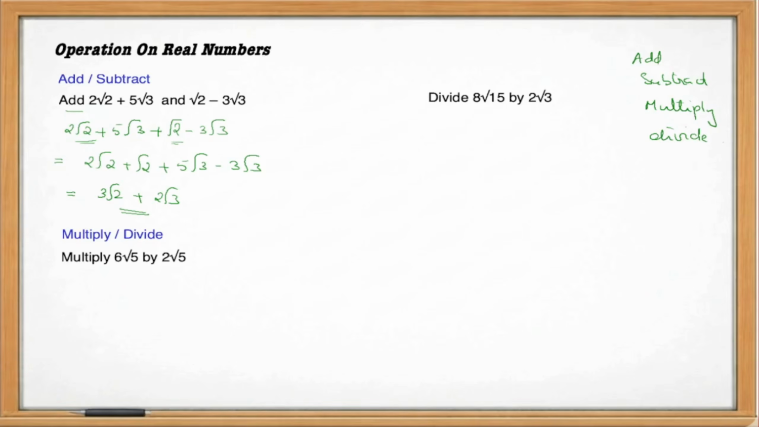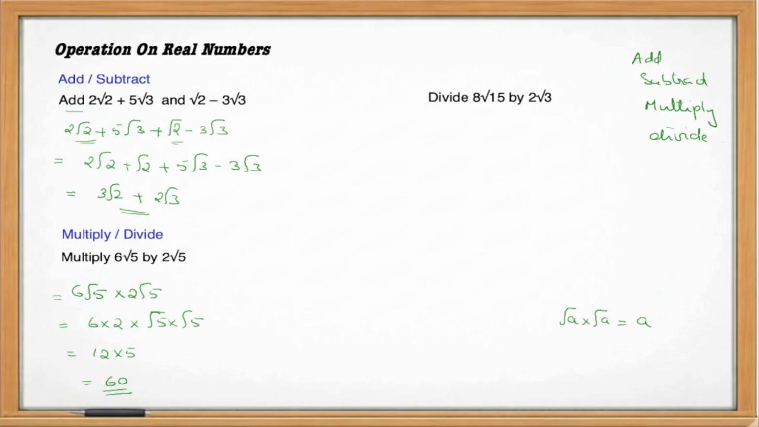Next question, multiply. Multiply 6 root 5 into 2 root 5. So we can write 6 into 2 into root 5 into root 5. One identity we have studied: root a into root a is equal to a. In your previous class, you must have studied this. So if the numbers in the root are the same, when you multiply those two, you just need to write the number itself. So this will become 12 into 5, which is equal to 60.